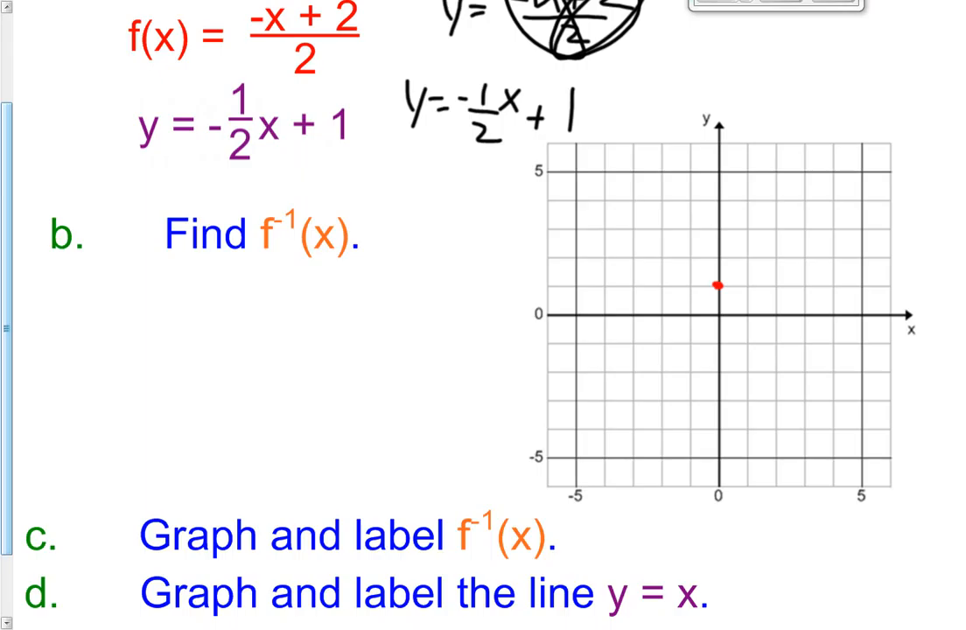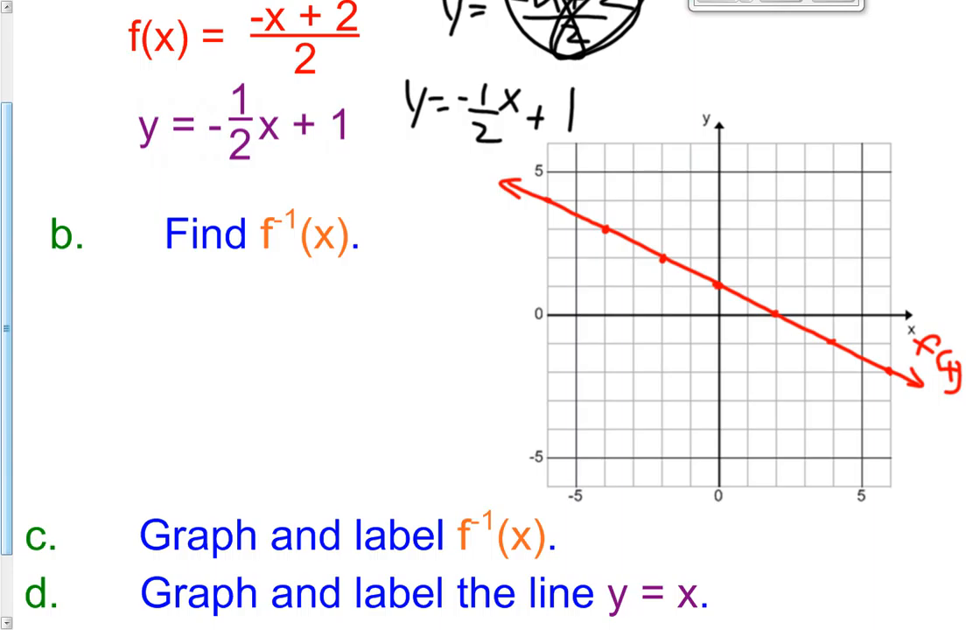Negative 1/2. So down 1 over 2, down 1 over 2, down 1 over 2, which is left 2 up 1, left 2 up 1, so on and so forth. Here is our line. Now class, this is our function, so we're going to label this, and we're going to call it f of x. So make sure you label it accordingly. I will dock you on your test if you do not label. So that's the function of x.